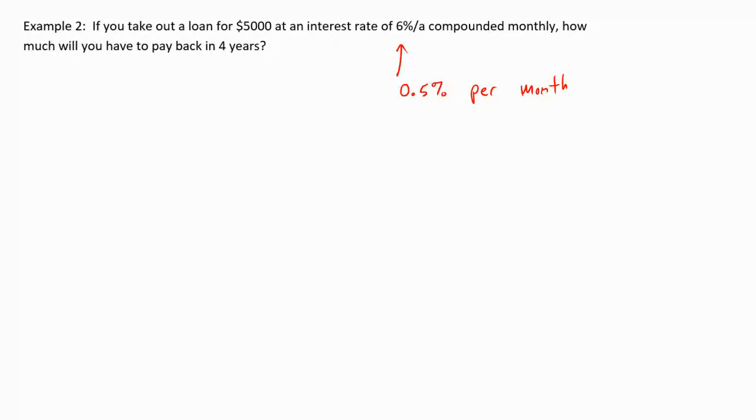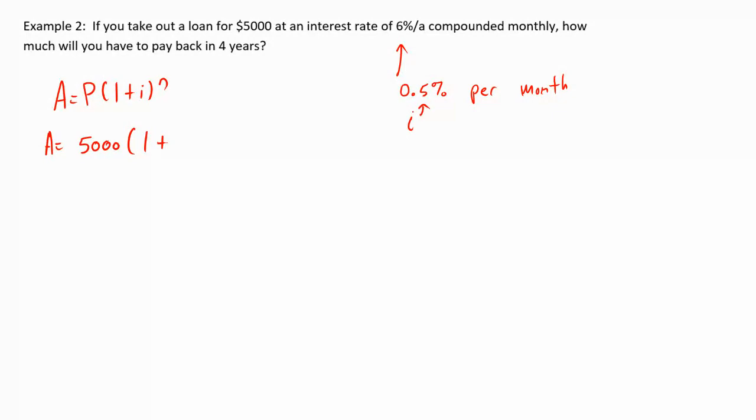Because if it's 0.5% per month, well, you get charged a bit of interest in the first month, but then you get charged interest on that interest in the second month, and the third month, and the fourth month, and so forth. So it does matter over here. So what we have over here for our A equals P(1 + i)^n, this is going to be our i. Okay, so our principal, the amount we're borrowing, is going to be 5,000. And this is going to be 1 plus.